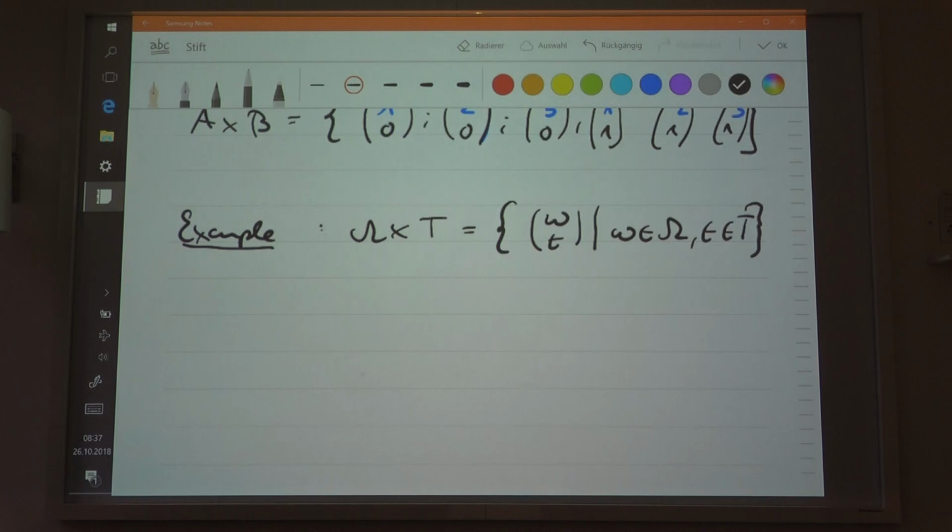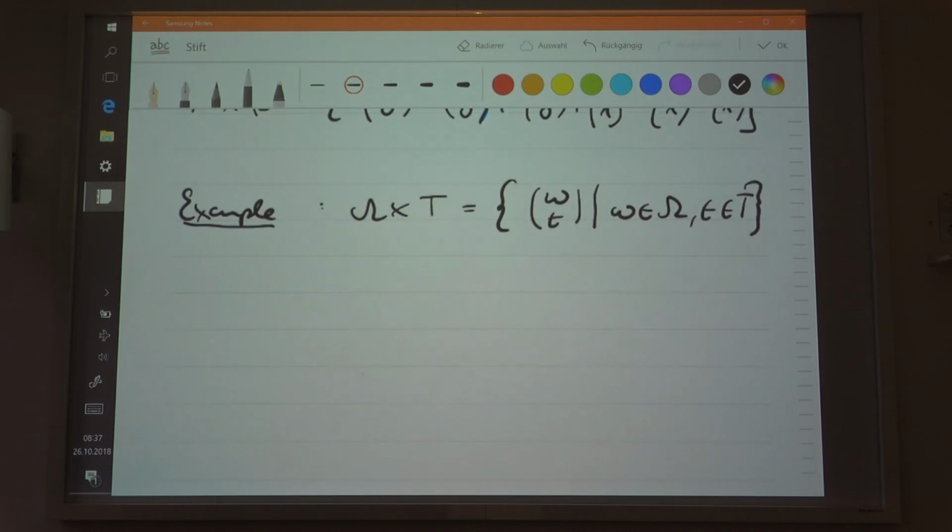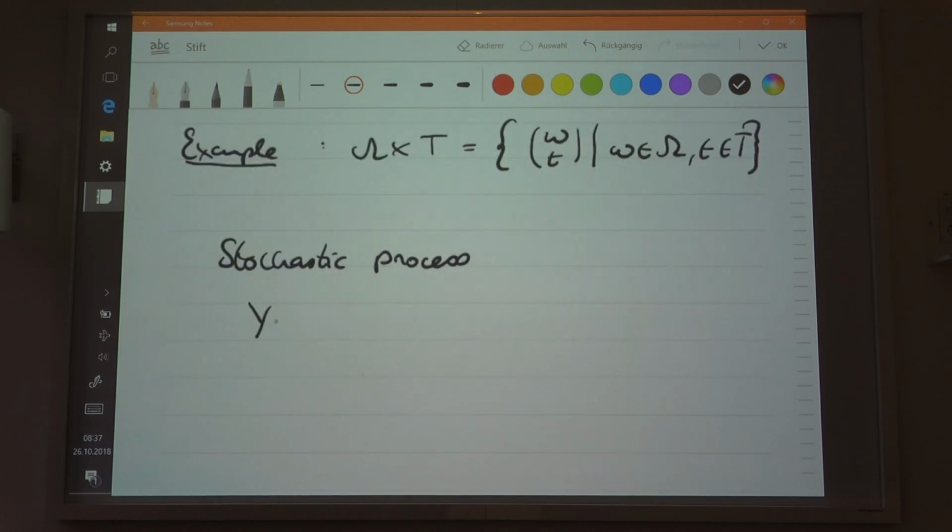Let me just come back to it. A stochastic process, as you've seen in the definition, is a function that goes from the Cartesian product of the sample space and the time to the set of real numbers. This is what you have here.